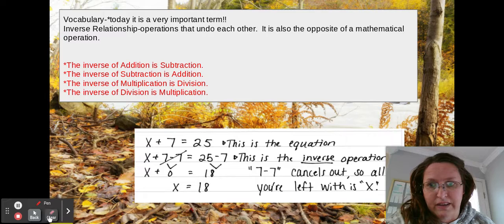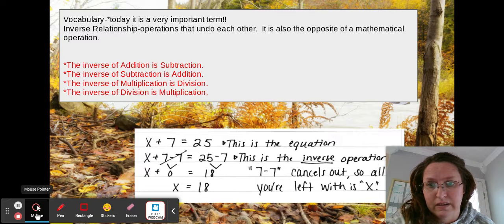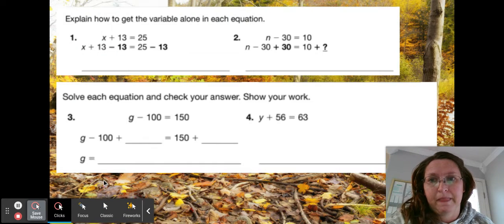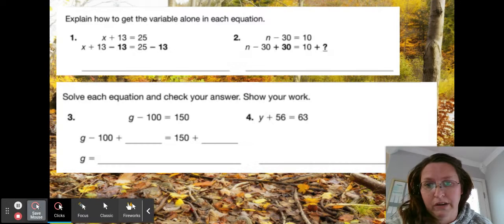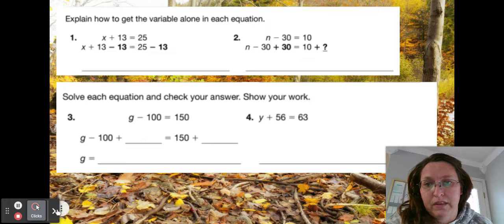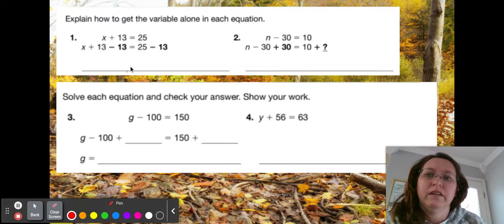Now let's go to our next slide. We're going to work through a few examples today. The first example we are going to work through is right here.